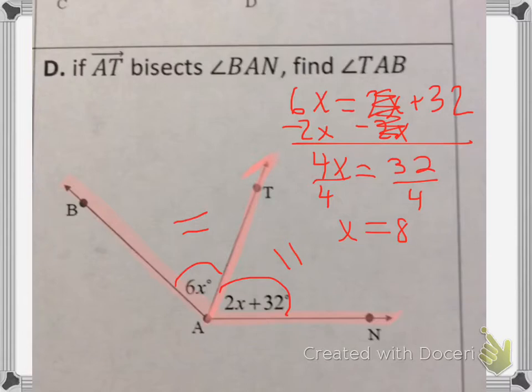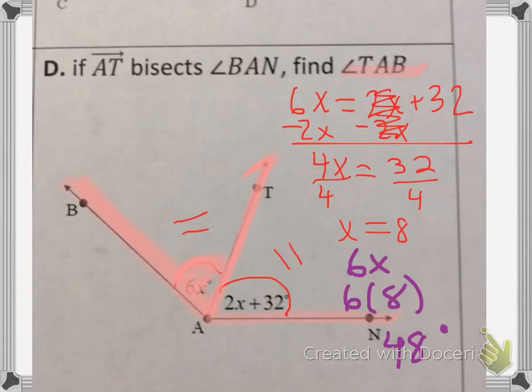But it doesn't answer my question. I'm actually looking for angle TAB. So I'm looking for this angle over here from T to A to B. So I got to substitute it back into that 6x. So 6 times x would be 6 times 8. 6 times 8 is 48. So my solution for this angle is 48 degrees. Now, interestingly enough, I know this one is also 48 degrees because I know that they're equal to each other.